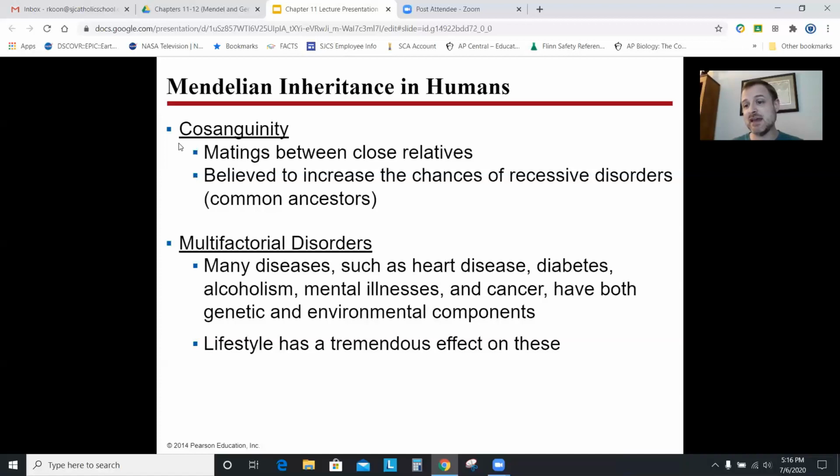Multifactorial diseases are diseases that have many factors. Think of diabetes, alcoholism, mental illnesses, cancer, heart disease, where there's a genetic component, but there's also an environmental component. Are there genes that might lead to you getting cancer? There are, but sunburns give you cancer too. Are there genes that might mean you're going to get diabetes? There are, but having a poor diet and being overweight can also lead to diabetes. So there's more than one factor that causes it. Lifestyle obviously has a tremendous impact on things like that.